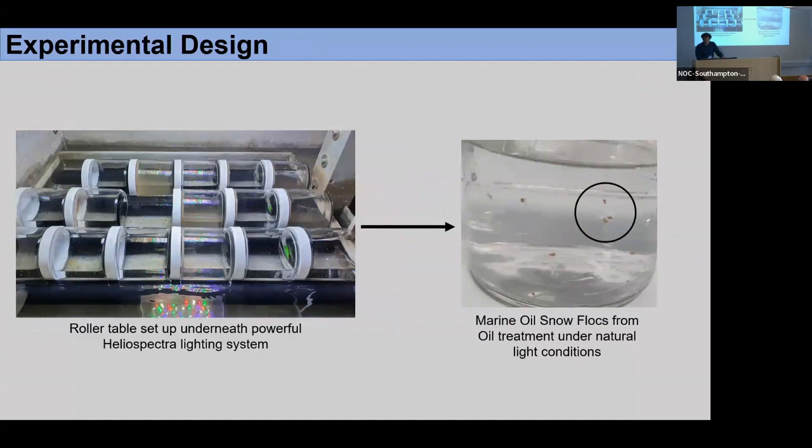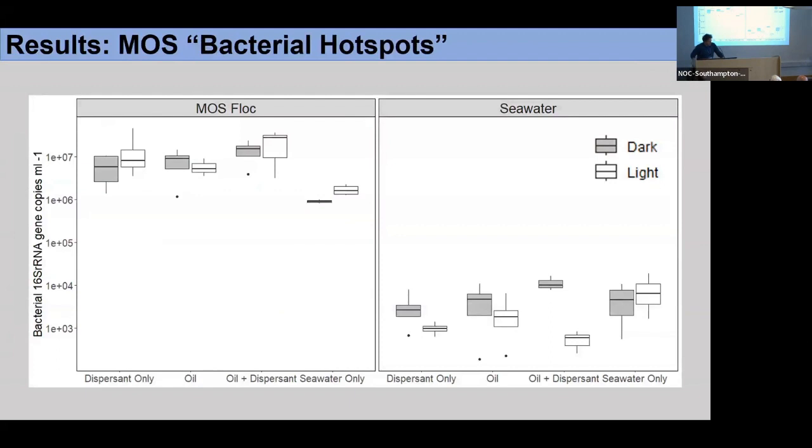So what did I find? Well, using various amplicon and sequencing techniques, we targeted the 16S rRNA gene within bacteria, which allowed us to do analyses of bacterial abundance within the samples, and then sequencing processes, which allowed us to look at the entire community as a whole.